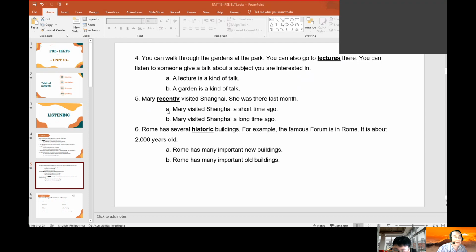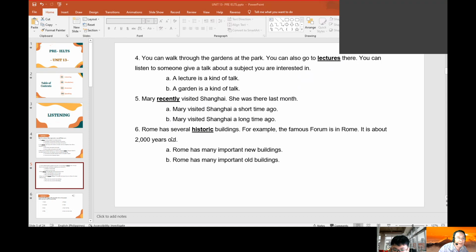Number five. Mary recently visited Shanghai. She was there last month. So recently would be the underlined word. So what does it mean? It means Mary visited Shanghai a short time ago. Yes. She was there last month. So it means only recently, a short time ago, or a few days ago. So that is what we mean. So recently.